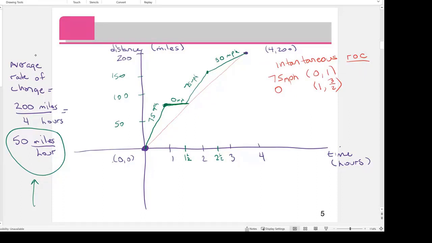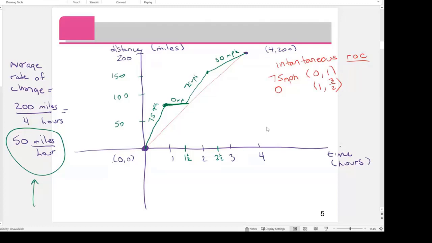Basically, it means that if you looked at my speedometer for the first hour, I was going 75 miles an hour. And then I stopped. So if I just went from 0 to 1 hour, my average rate of change and my instantaneous rate of change would be the same, but it's not, because I'm changing speeds. And imagine also if it was even more curved, which is probably more true. My instantaneous rate of change is what's on my speedometer.